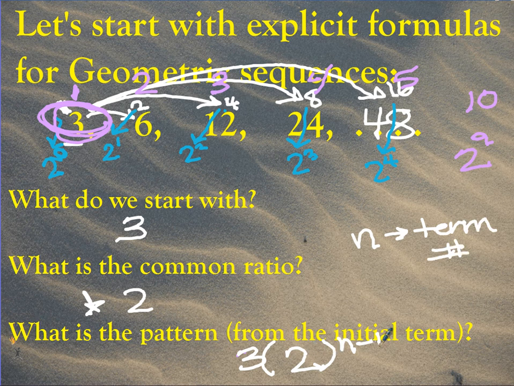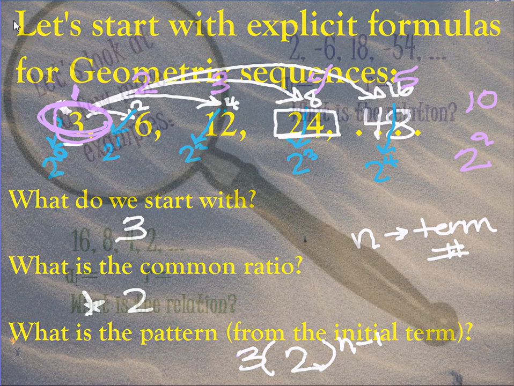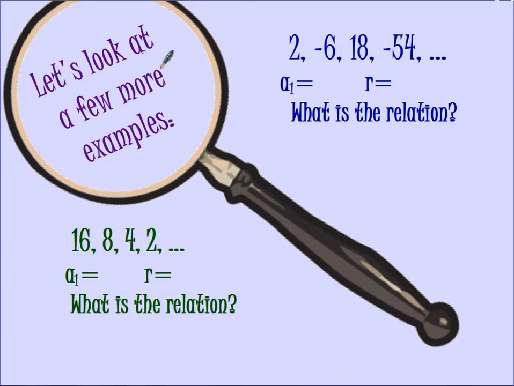So 2 taken to a power that's 1 less than the term number multiplied to our initial term always gives us the term itself. So if I wanted to find the fourth term, I would take 2 to the third power and then multiply it by my initial term 3 to get that specific term in my sequence. Well, let's kind of clarify this. Let's look at a few more, and then we'll come up with a general form for our explicit formula.